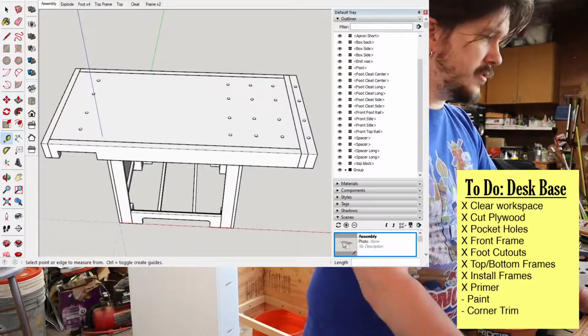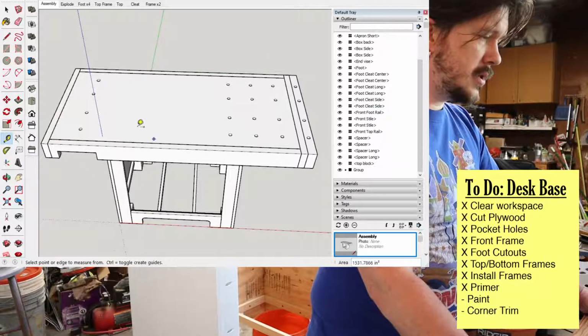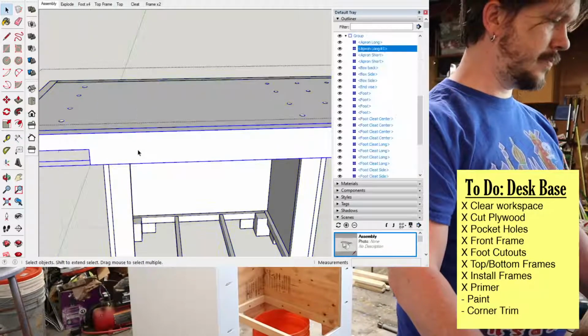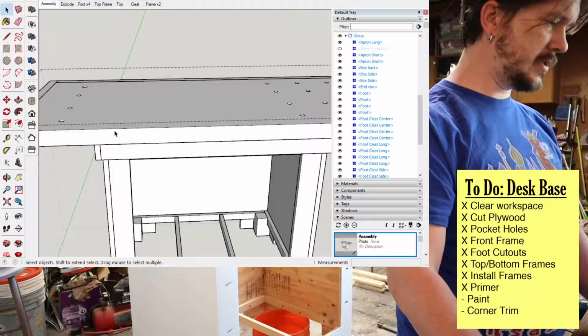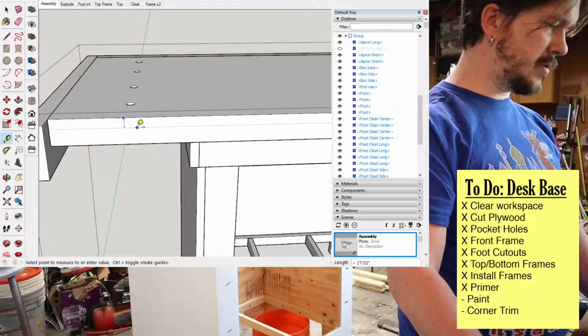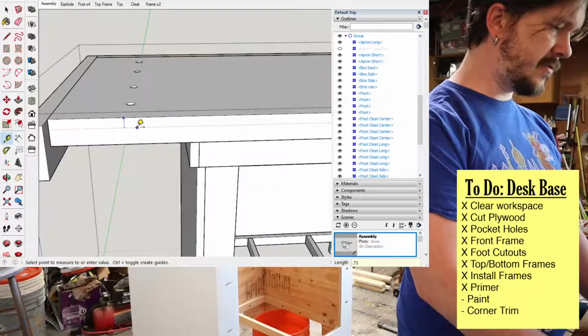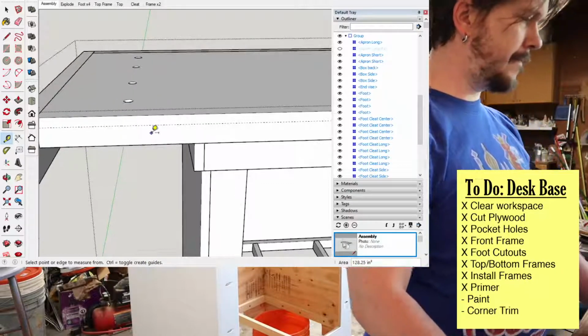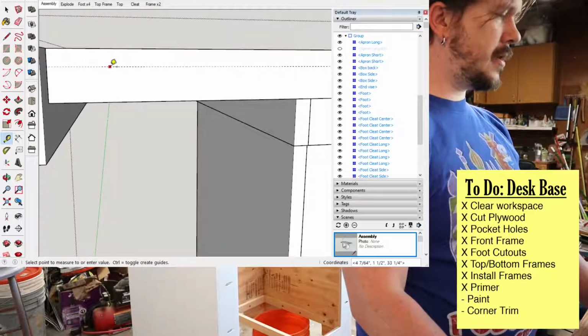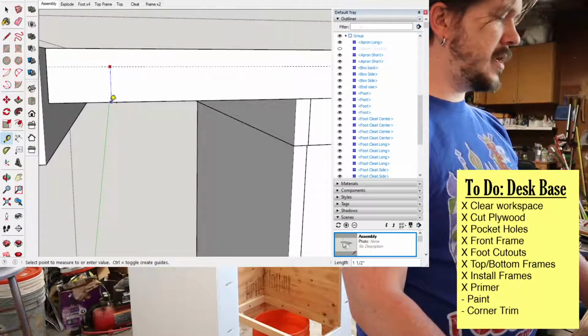Let's see, that would be 3/4 of an inch, and then let's hide this. So we would be coming down 3/4 of an inch, 0.75. Okay. So that would be about the top there, and then underneath would be 1.5 inches.